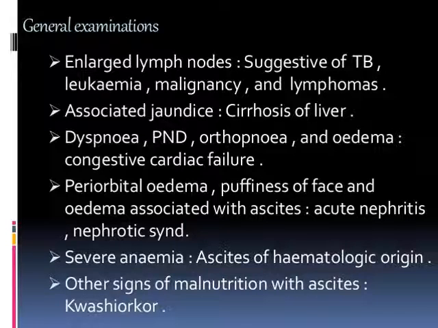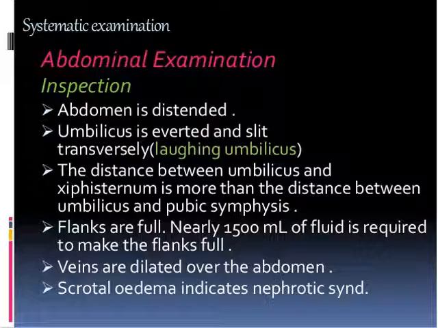In general examination, we should look for enlarged lymph nodes, associated jaundice, dyspnea, paroxysmal dyspnea, orthopnea, edema, periorbital edema, severe anemia, and other signs of malnutrition with ascites. Local abdominal examination: we should inspect the abdomen. There is abdominal distension. The umbilicus is everted, slit transverse, and shifted down. The distance between the umbilicus and the sternum is more than the distance between the umbilicus and the symphysis pubis. Flanks are full.